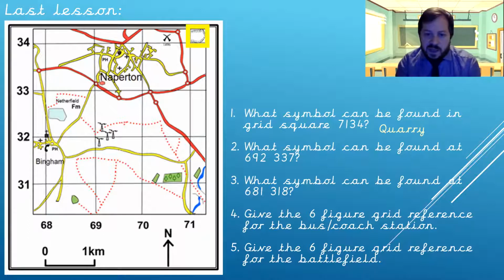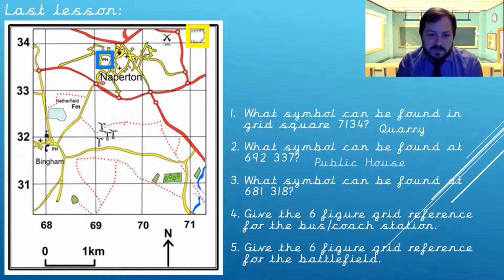What symbol can be found at 692337? Well, that's 692337, or close enough to it. And that's the PH, which means public house. Remember, all of these symbols were on one of the slides from the last lesson, so you could have that up and look at it. It's probably useful to have that open, paused on that screen, because it's going to help with doing some stuff today as well, and what you're going to do for your task today.